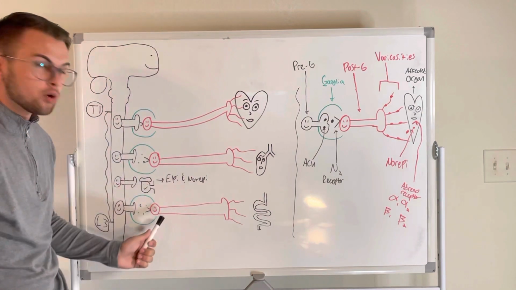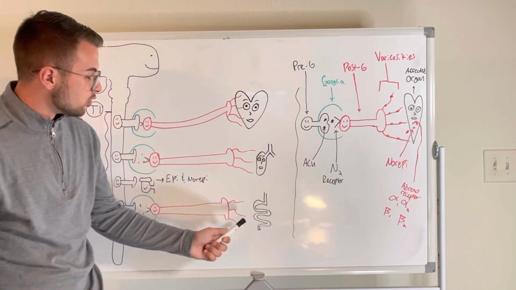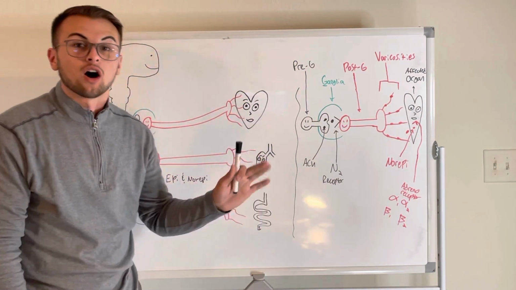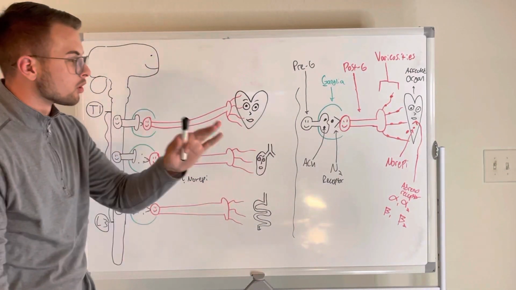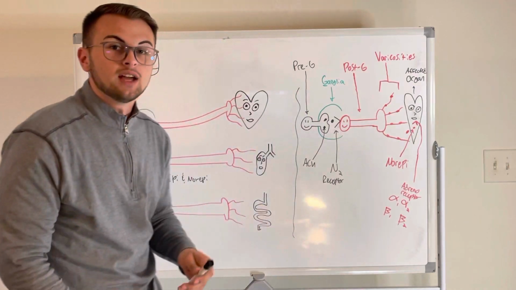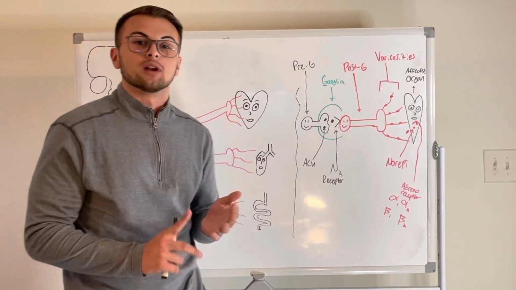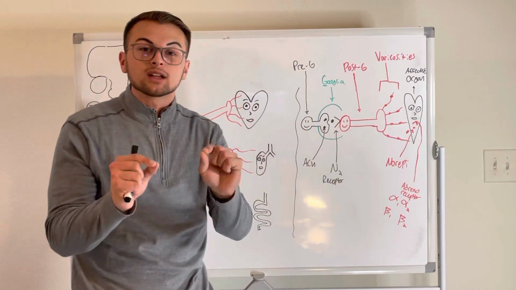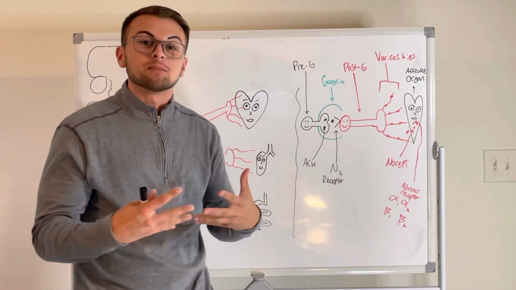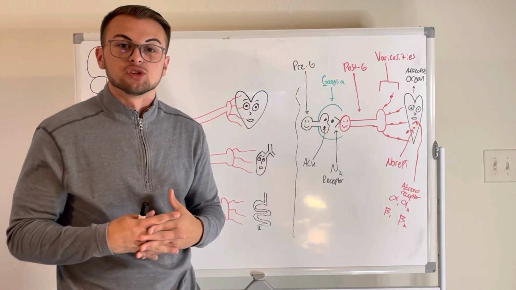So these post-G neurons release norepinephrine onto our adrenergic receptors, which we'll learn about in later videos, but basically these are our alpha-1, alpha-2, beta-1, and beta-2 receptors that are sensitive to norepinephrine and are directly responsible for the different sympathetic actions that we see in our tissues and organs.